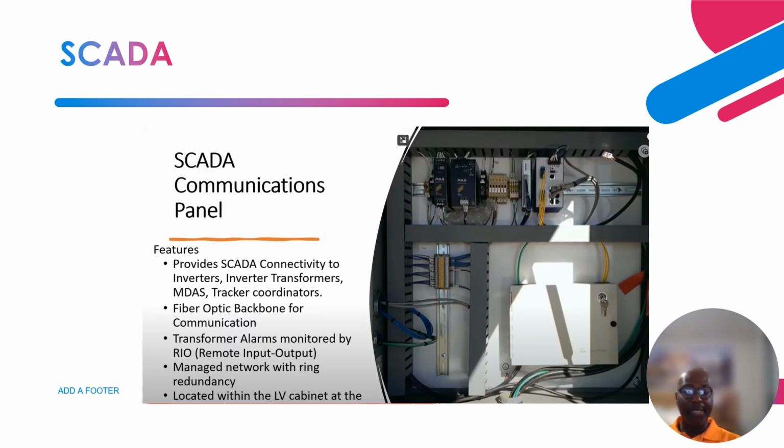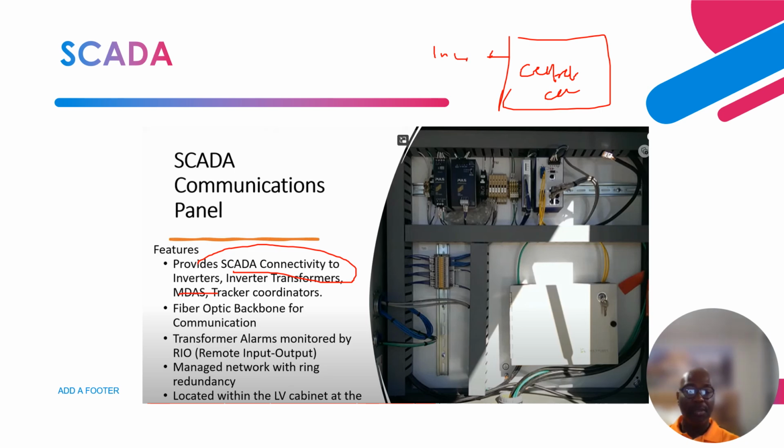Next is the inside of this SCADA communication panel. Inside it is everything that you need to know, and connectivity to the inverters, because you have a SCADA system. The SCADA system is the centralized control. So this is integrated to the inverter, transformer, any tracking system, Meteo, and any other communication system to the utility outside world.